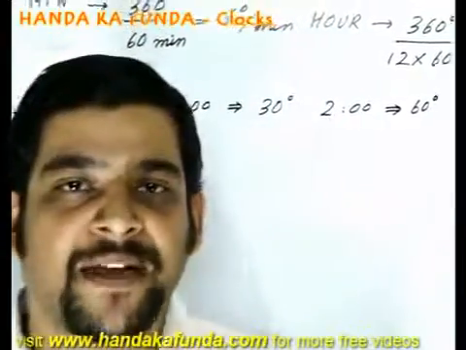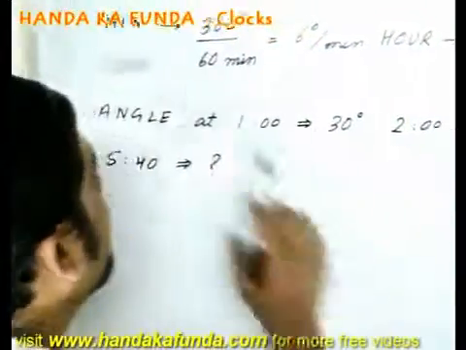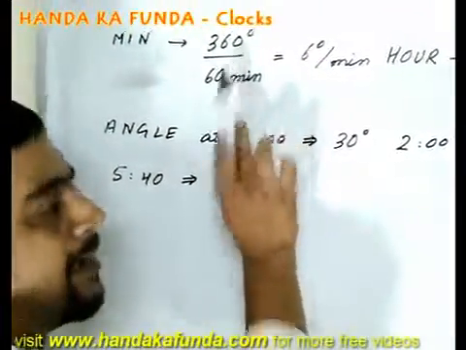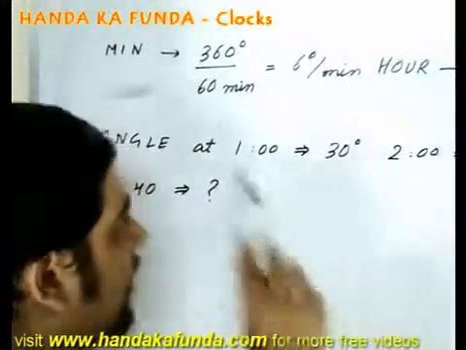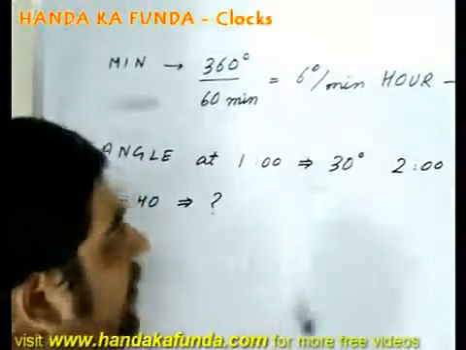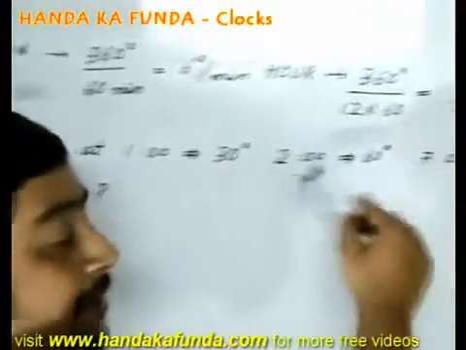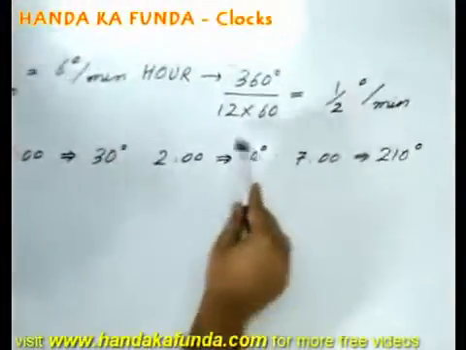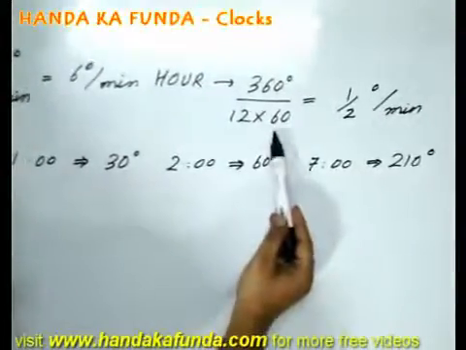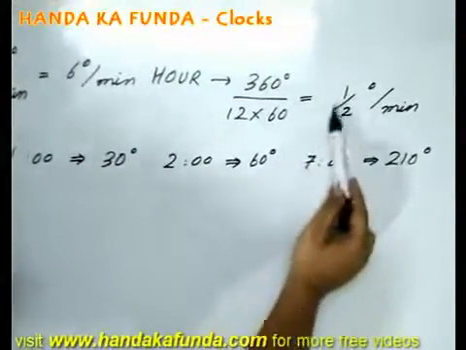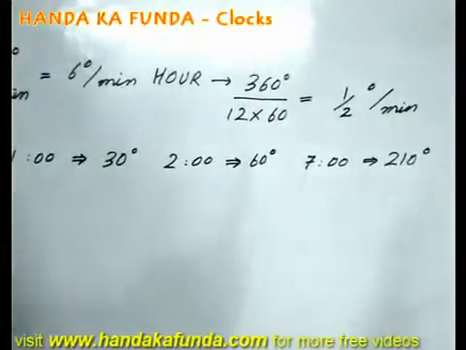Let us figure out the speed of the minute hand and the hour hand. The minute hand moves 360 degrees, or one full circle, in 60 minutes, or 1 hour. So its speed is 6 degrees per minute. The hour hand, on the other hand, makes one full circle in 12 hours, or 12 into 60 minutes. So that is 360 by 720, or half a degree per minute.